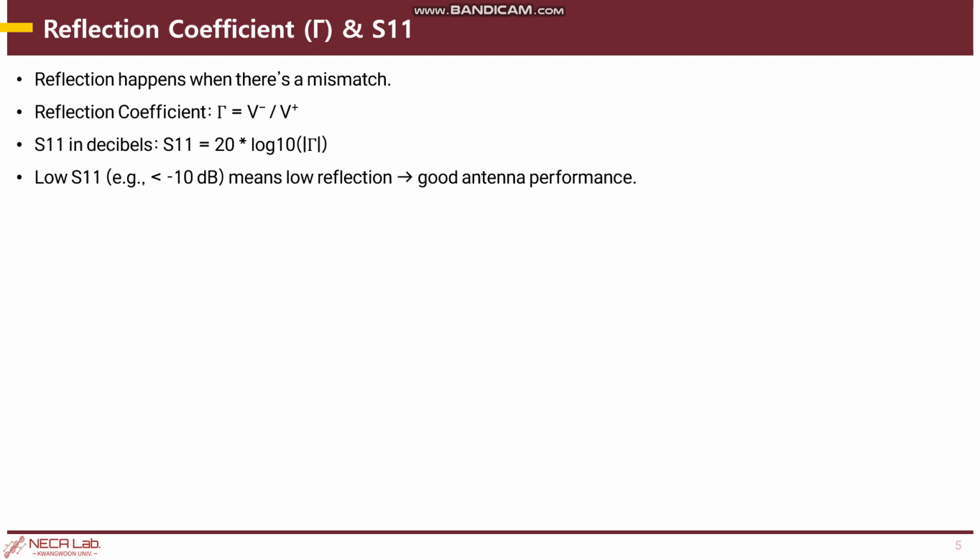Here, reflections happen when there's a mismatch between the antenna and the transmission line. The reflection coefficient gamma is defined as the ratio of reflected voltage to incident voltage, gamma equals V minus divided by V plus. And here S11 is the measure of how much power is reflected, given in decibels. A low S11 value, like below minus 10 decibels, means low reflection and indicates good antenna performance.